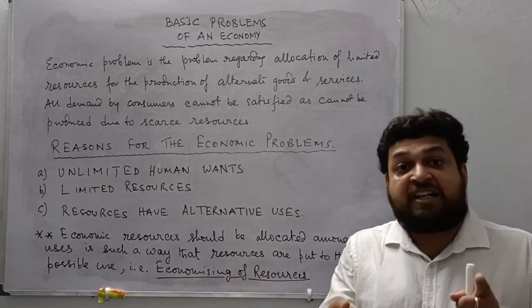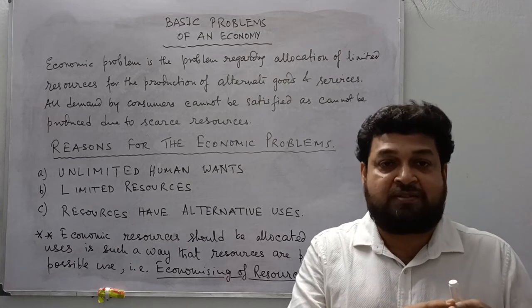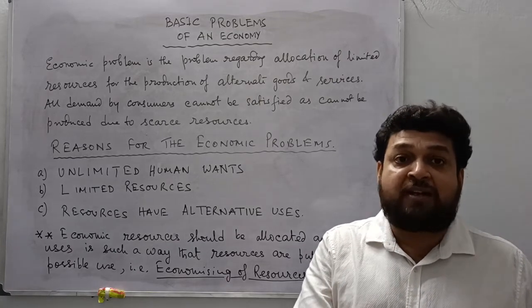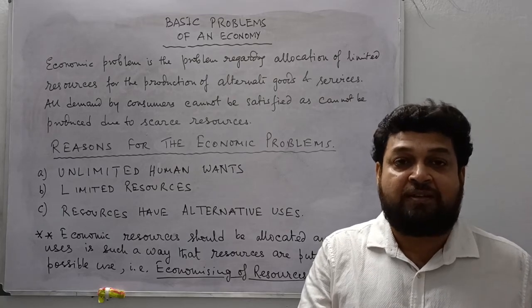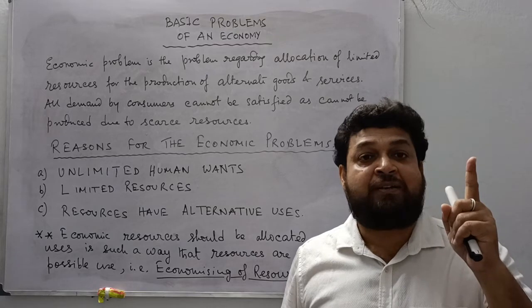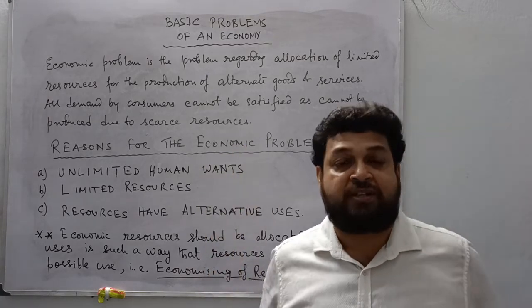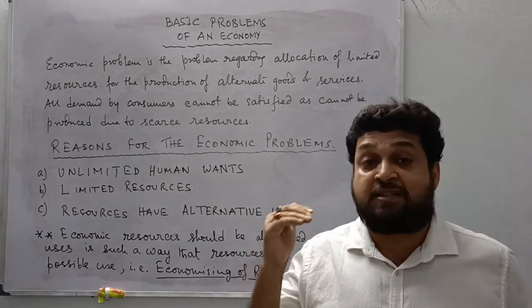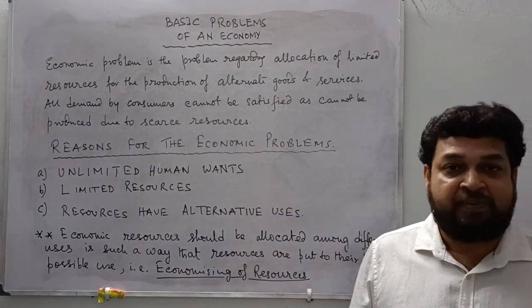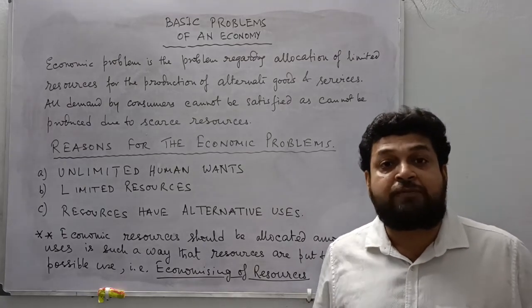Now, to satisfy those wants, you need things to be produced. For production, resources are needed. Now those resources are limited. So wants are unlimited, resources are limited. Now there is a contradiction. That's the reason for the economic problem to start. And also you have to think about choosing, the problem of choice.